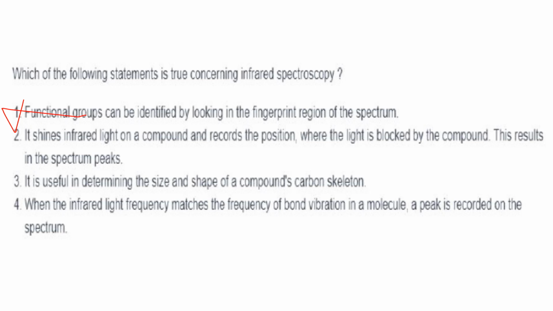Then next one. It shines infrared light on a compound and records the position. No, the spectrum cannot be used to find the position of a group. So 2 is also not correct. It is useful in determining the size and shape of the compound's carbon skeleton. It cannot provide information regarding the compound's carbon skeleton. So 3 is also not correct. When the infrared light frequency matches the frequency of bond vibration in a molecule, a peak is recorded on the spectrum. That is correct. So 4 is the right answer.